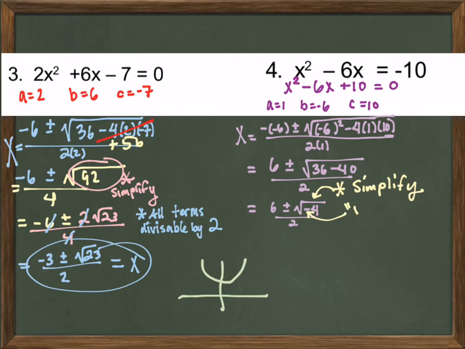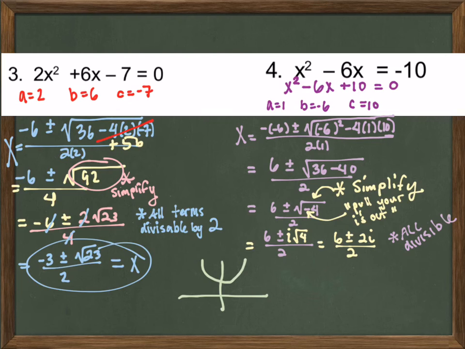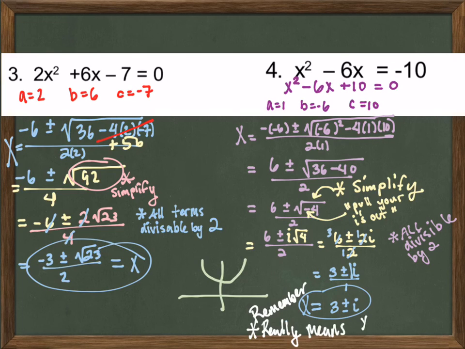So we simplify the radical by pulling our i's out, and that gives us that, and then root 4 is equal to 2, so we write 6 plus or minus 2i. All are divisible by 2, so we reduce those all. And remember, that really means there are two answers. It's 3 plus i and 3 minus i.